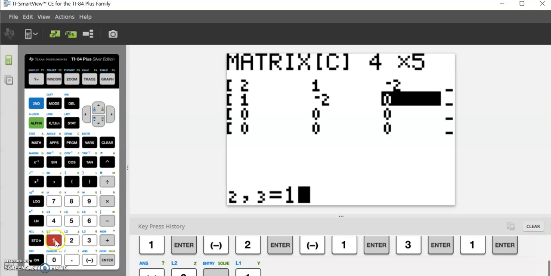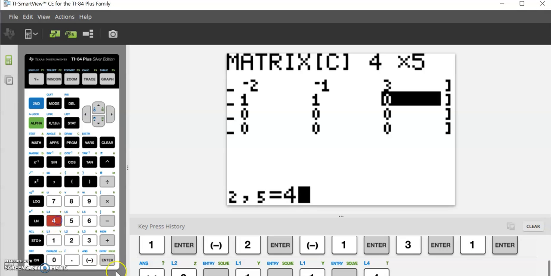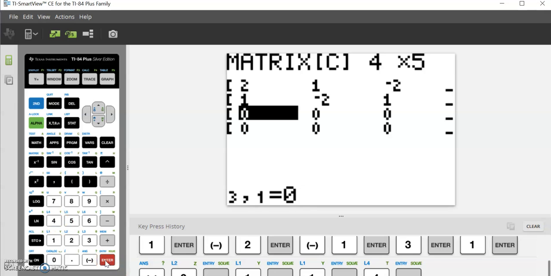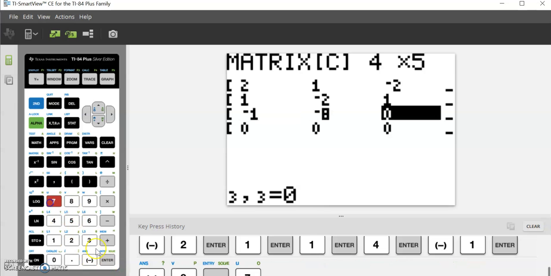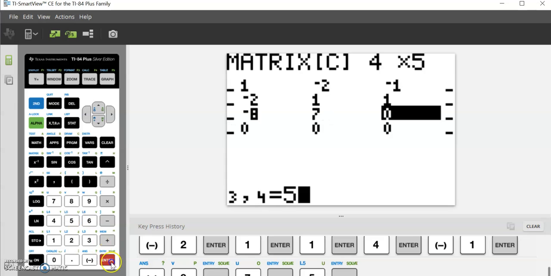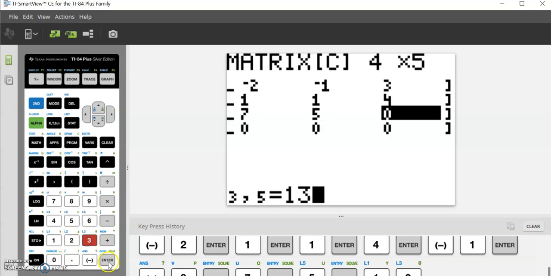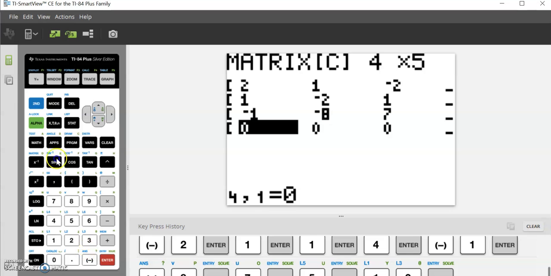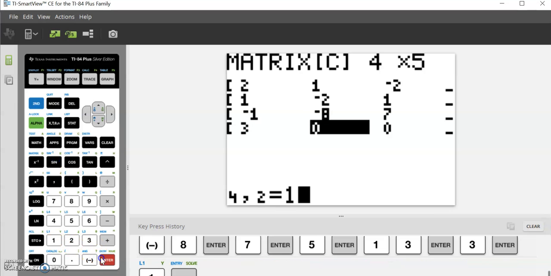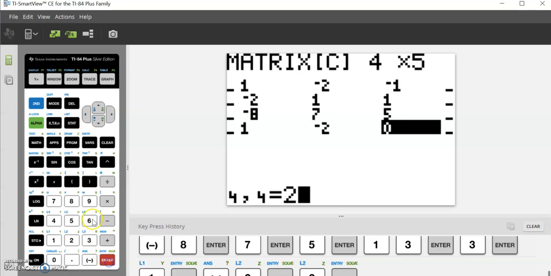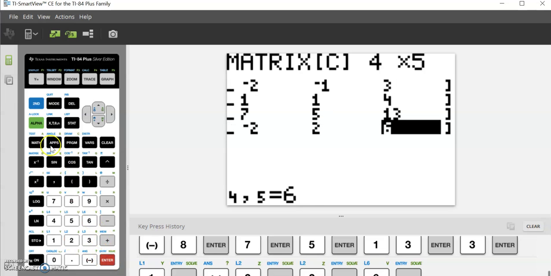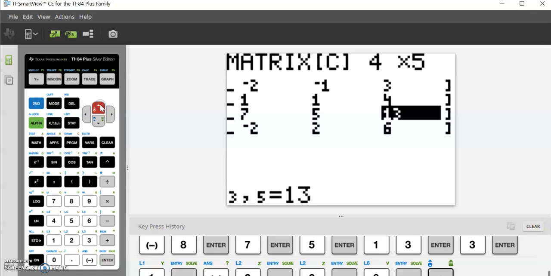1, 1, 4. And then -1, -8, 7, 5, 13, okay, 3. Isn't this always just so tedious? But we got to do it because we know it's easier than if we were solving this by hand.